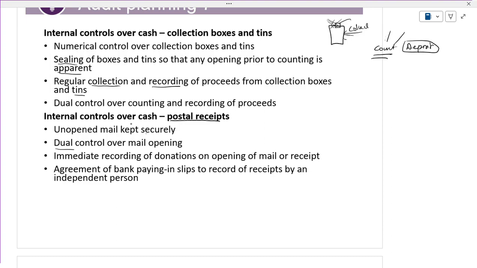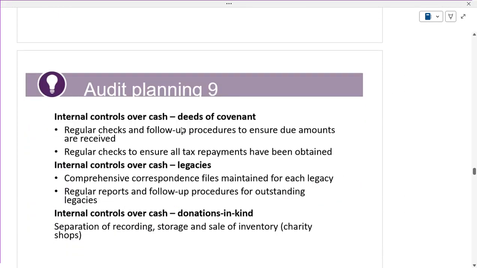Immediate recording of donations. If you are getting cash from the postal or from anywhere, you have to record it immediately. Whatever you are paying in slips, record receipts by an independent person. A person will open, a person will count, a person will deposit, so that you will have control over the activities.